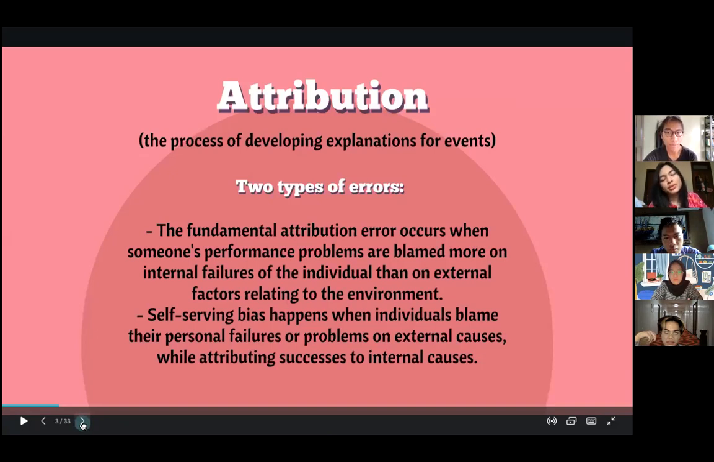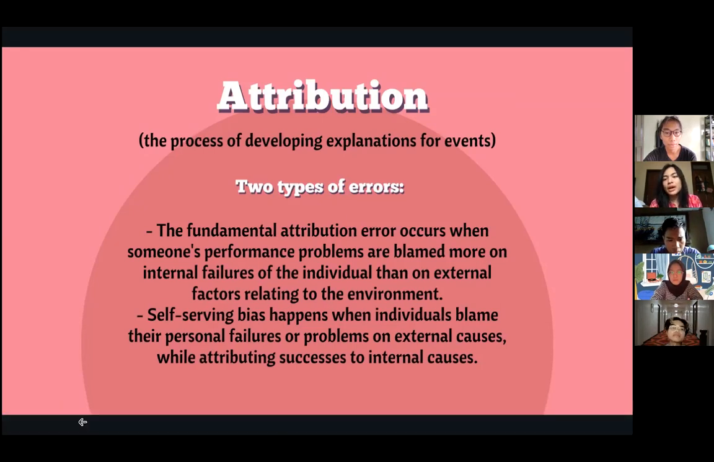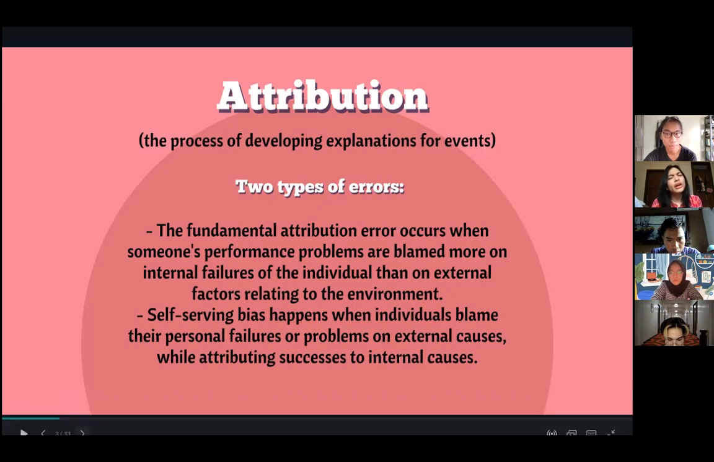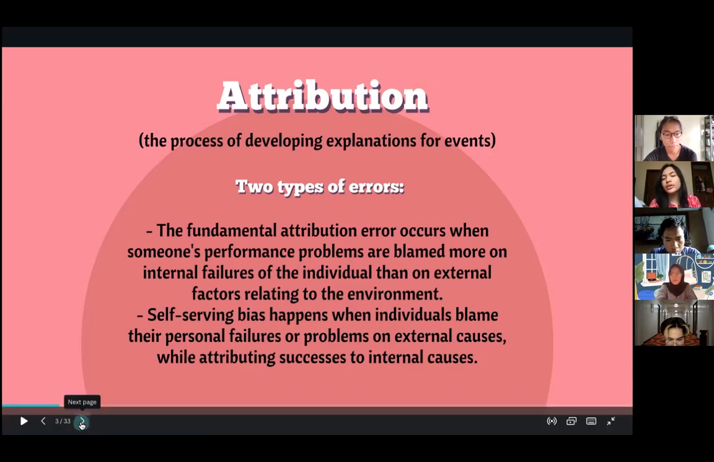The first part is attribution, which is the process of developing explanations for events. If something happens or occurs around us, we have questions such as why? And then there are two types of errors that we sometimes make when answering that why question.